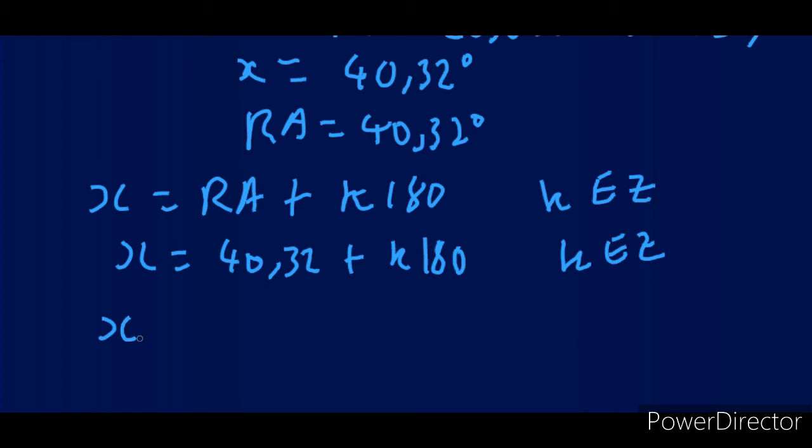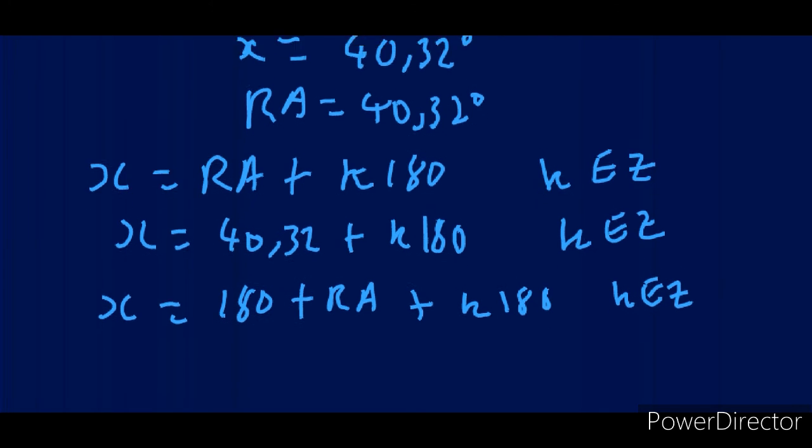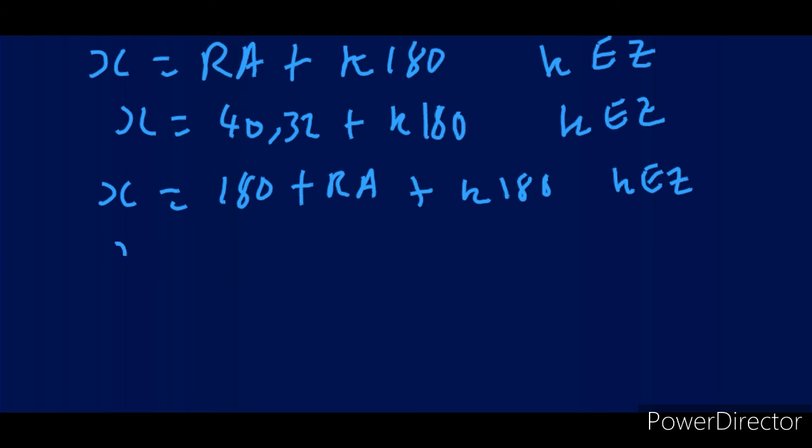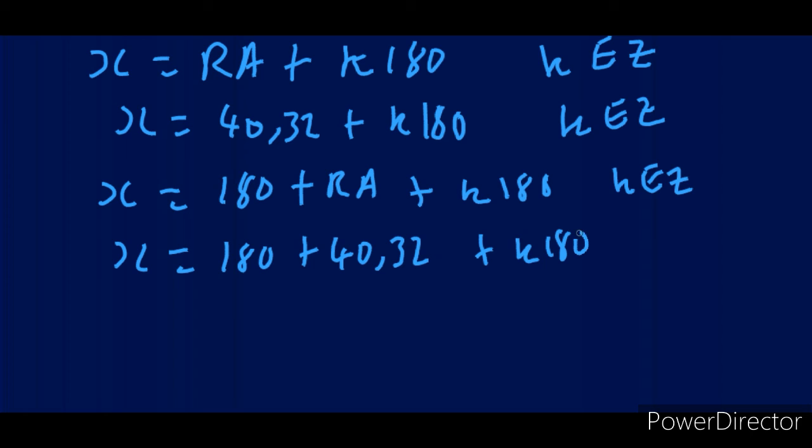So now we know it's also positive in the third quadrant. In the third quadrant it is 180 plus the reference angle plus k, now instead of 360, it's 180. K is an element of integers. So from here, we're going to end up having x is equal to 180 plus our reference angle, which was 40.32, plus k times 180. K is an element of integers.